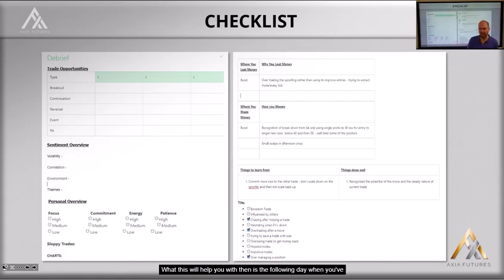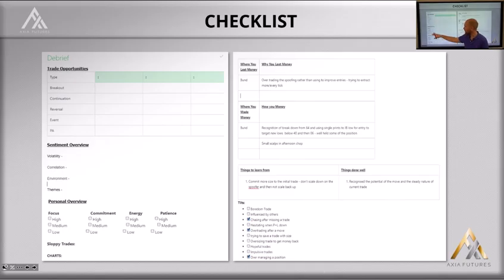What this will help you with then is the following day, when you've not seen anything 3 hours into the session, you can still go, well, on the basis of the last few days, assuming not a great deal has changed in terms of the general environment, themes, volatility, you're probably still going to get roughly the same number of trades. So it enables you to move through in a much more reasoned and methodical way.